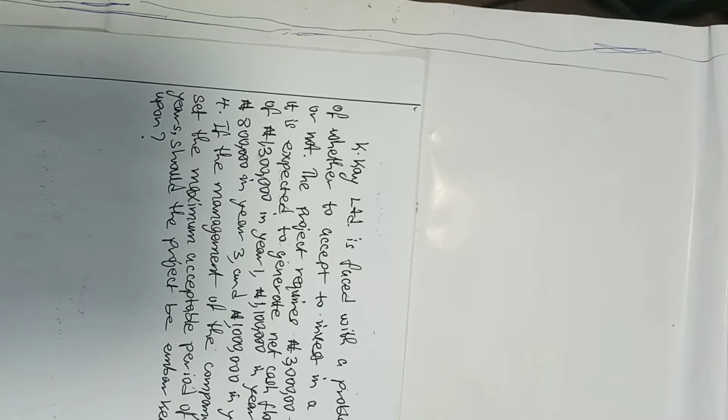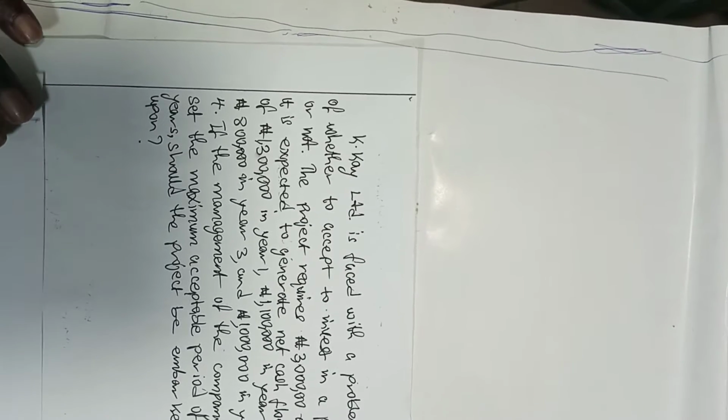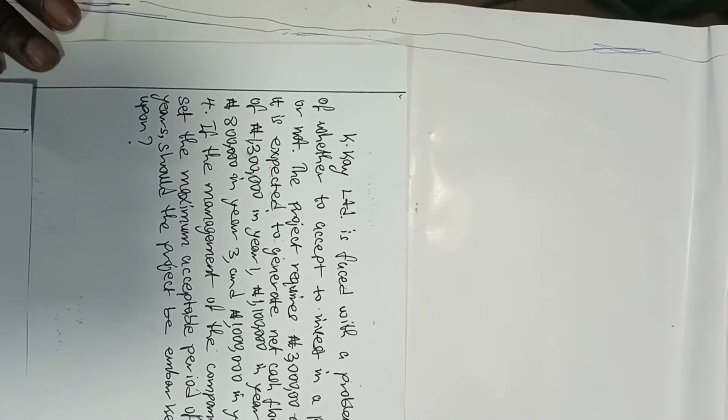So, we'll be looking at one of the techniques of evaluating capital budgeting. We'll be looking at payback period, and we discussed in our earlier class the advantages, disadvantages, and the meaning of payback period. Then we discussed the decision rule. So let's quickly go to the question now and find a solution to this question.